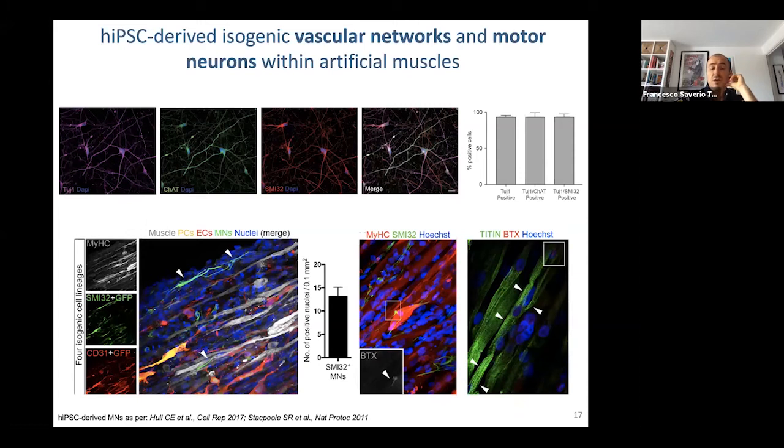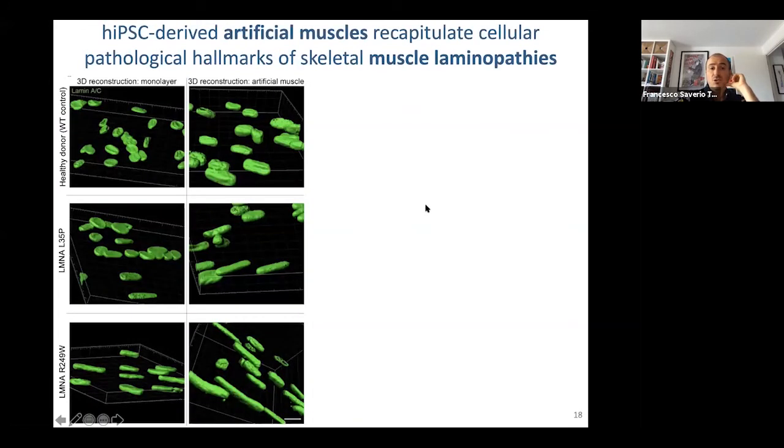Now, after this long introduction on our three-dimensional muscle platform, basically we took those 3 iPS lines from the laminopathy patients that I told you about towards the beginning of my talk, and put them through this pipeline.